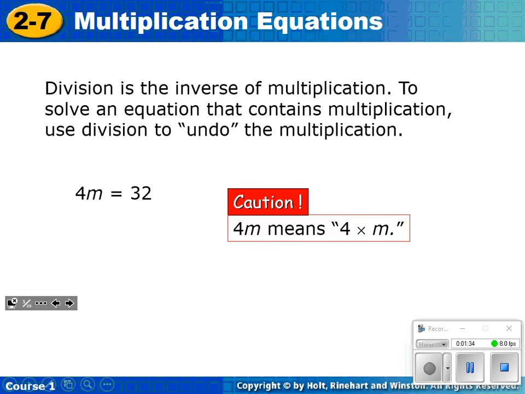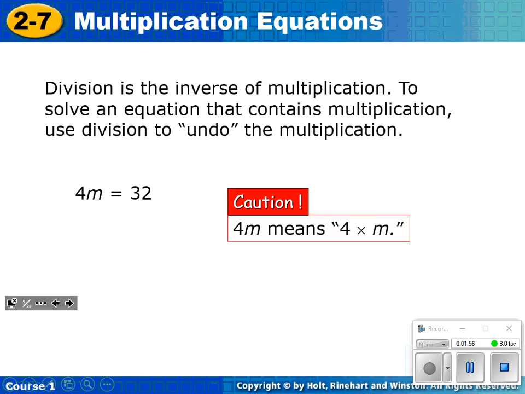Now, what's my first rule of algebra? Shouldn't even have to look at it. What's my first rule? Find out what's happening to the letter. What's happening to the letter in this situation, Xander? M is being multiplied by 4. Okay, we found that out. Step number 1, we figured it out. It's being multiplied by 4.